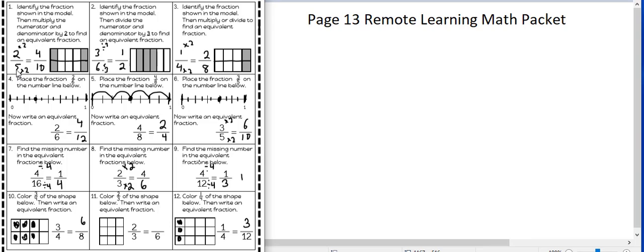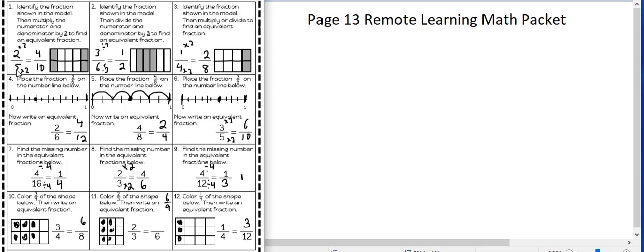Okay, and now let's look at this one. I feel like this one should have been last because it's a tricky one. Color 2/3 of the shape below, then write an equivalent fraction. Okay, so 2/3, 2 out of every 3. So I can do it either way. 2 out of 3, 2 out of 3. Oh, I did not mean to color in that one. My bad. There we go. So now we have 1, 2, 3, 4, 5, 6 out of 9.